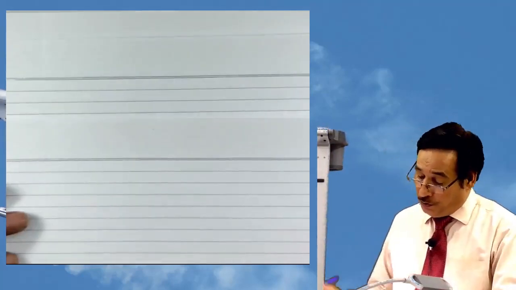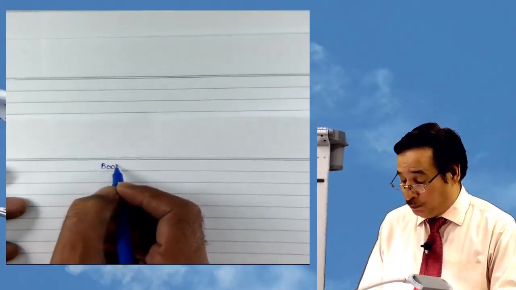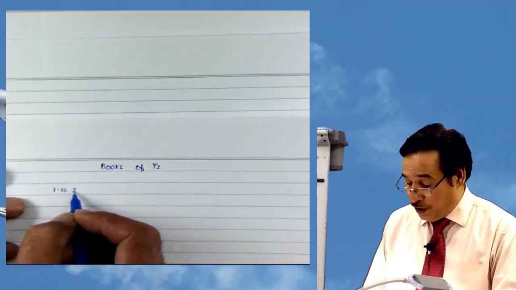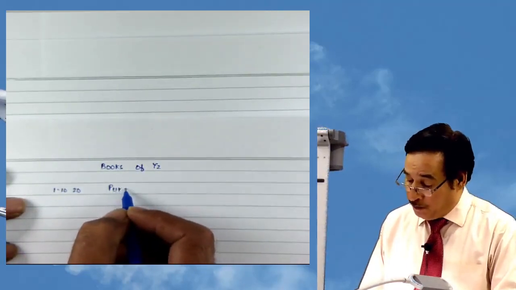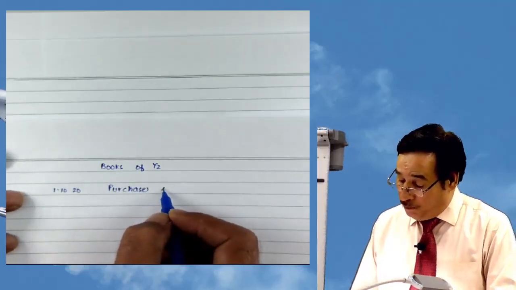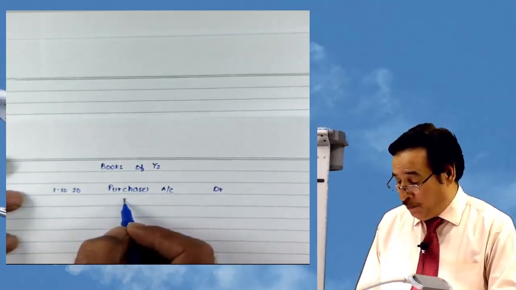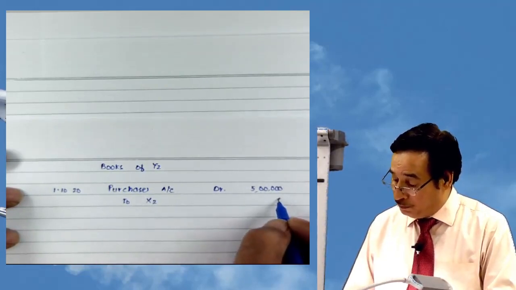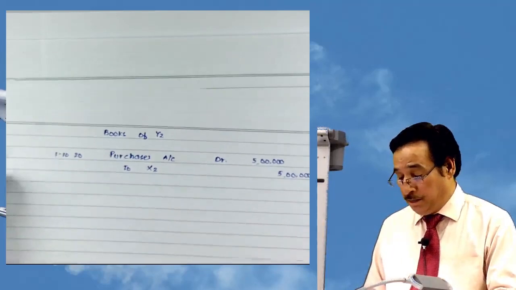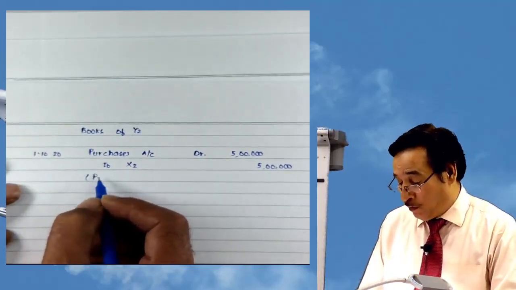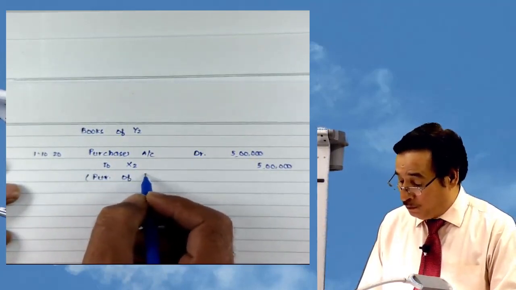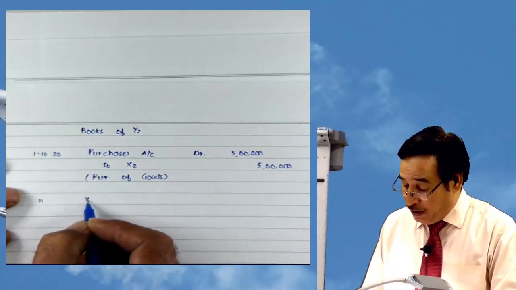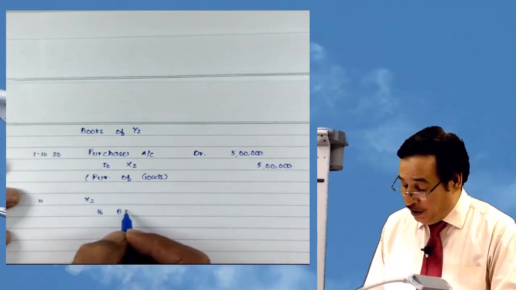Similarly, now Y2 will write the entries. Books of Y2. Y2 is the purchaser. On 1st of October 2020, he purchases goods. Purchases account debit. He purchases goods from X2. 5 lakh worth of goods have been purchased, correct? Purchase of goods. Then on this date he accepts the bill, so the entry will be X2 account debit. Accepts the bill, which means after signing the bill, he is returning the bill to X2.